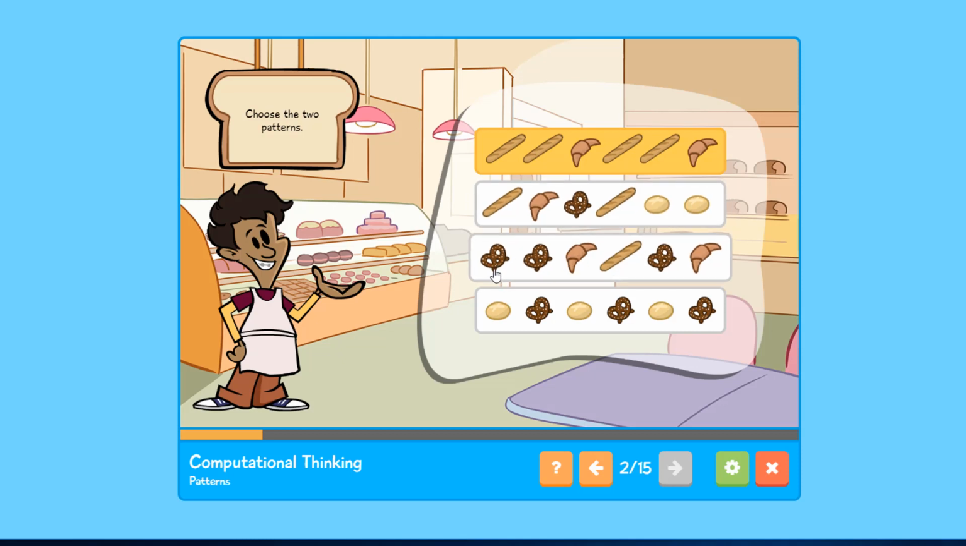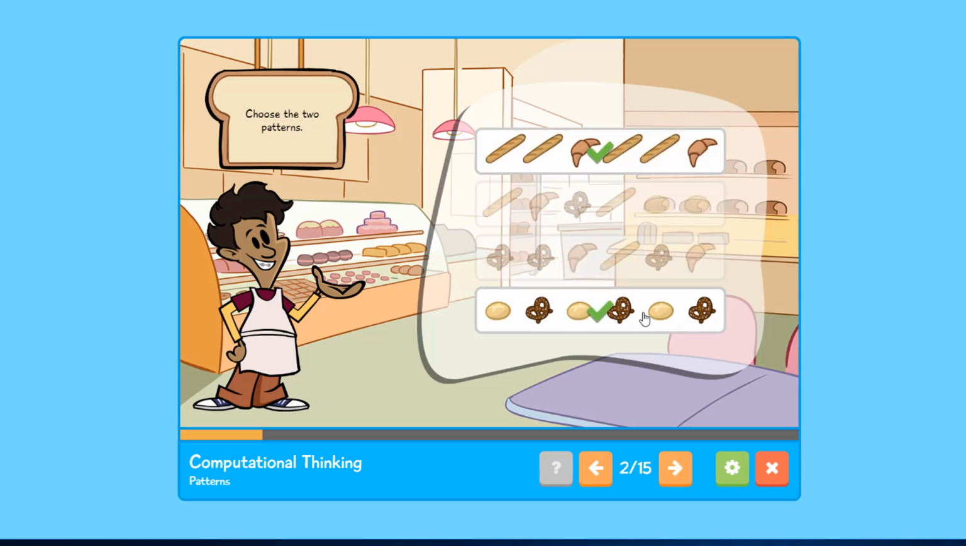How about this one? Pretzel, pretzel, croissant, breadstick. Pretzel, croissant. Does that look like a pattern? No, I don't think so either. So let's look at the last one. Muffin, pretzel. Muffin, pretzel. Does that look like a pattern? Yes, I agree. So we're going to click on that one. You got it. These two repeat their steps over and over again to create a pattern.